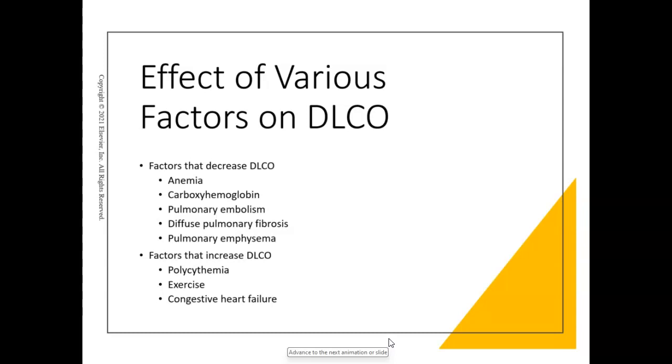The things that are going to affect this include anemia. If I don't have hemoglobin for it to diffuse into, that's going to decrease my DLCO. If I already have a high presence of carboxyhemoglobin, typically in smokers, that also decreases it. So typically we tell our patients not to smoke on days of testing because it will affect this. Patients that have perfusion issues like pulmonary embolism, or a diffusion problem like pulmonary fibrosis or emphysema, will also have a decreased DLCO.